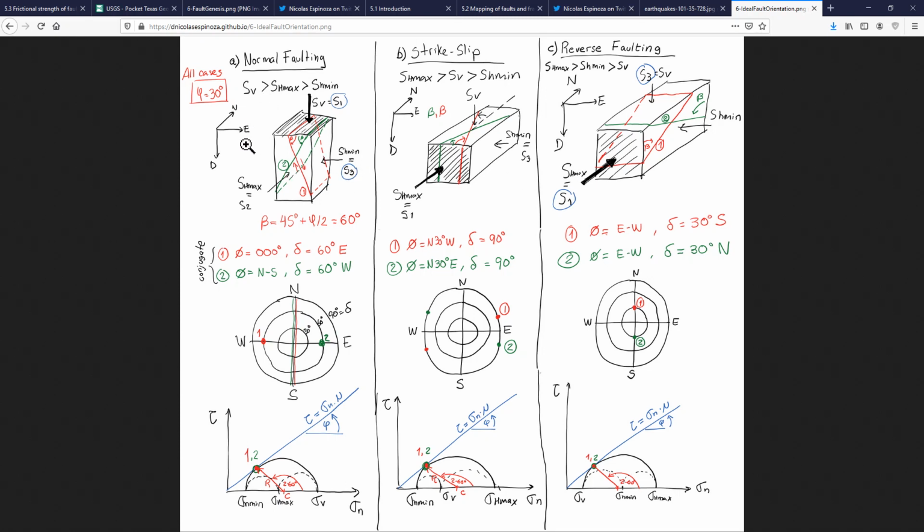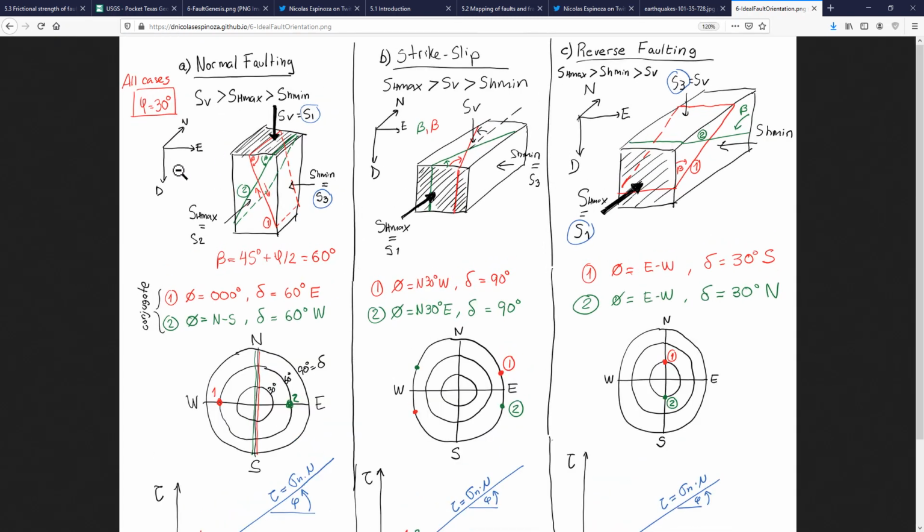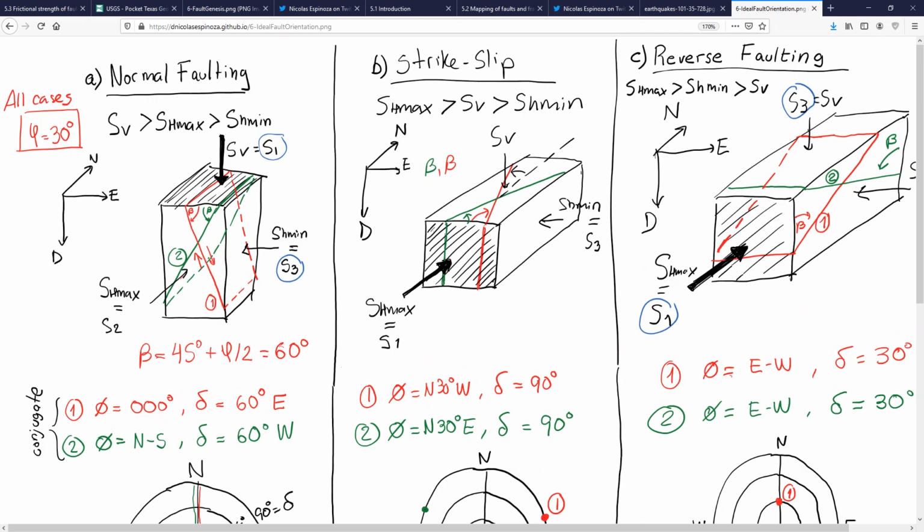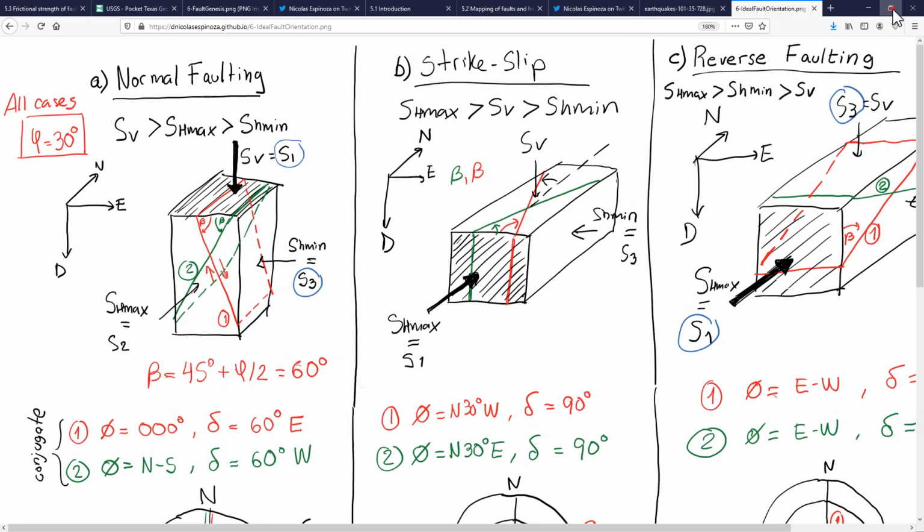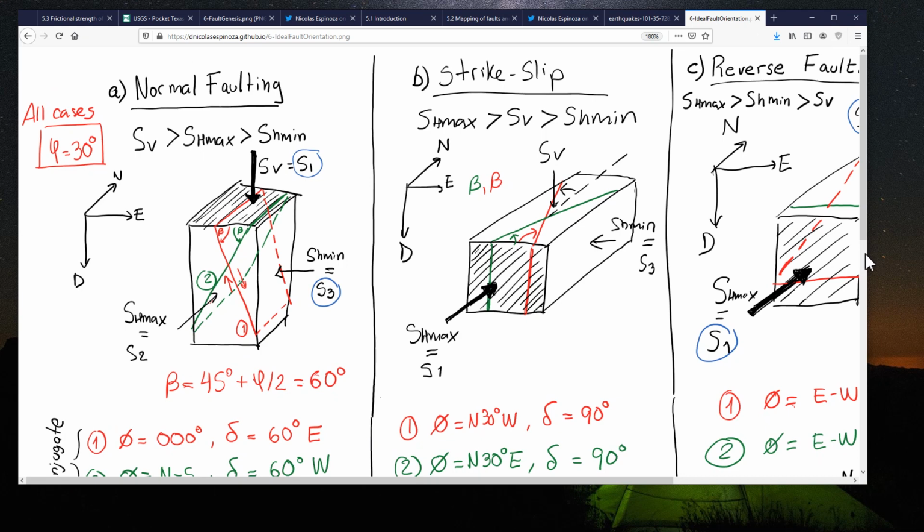So let's go with the case of normal faulting. According to what we have seen, then, let me just get the normal faulting case so we don't get distracted with the other ones.